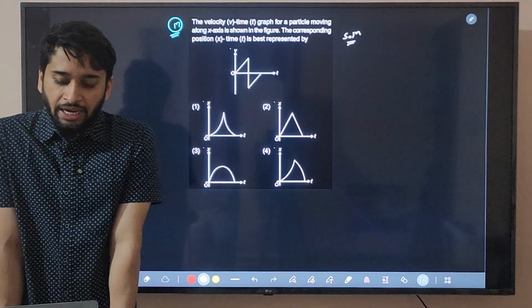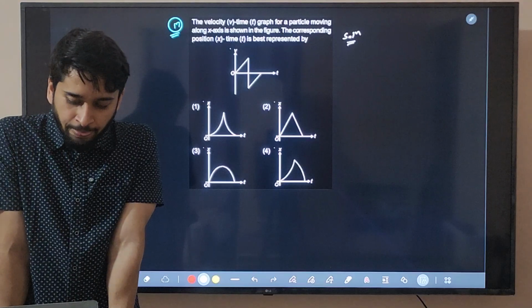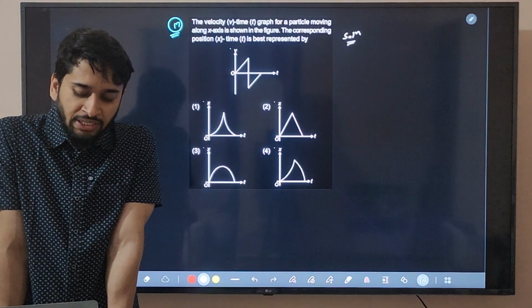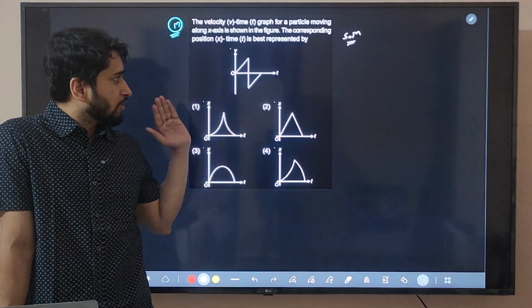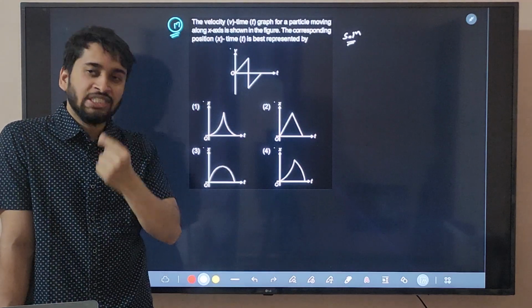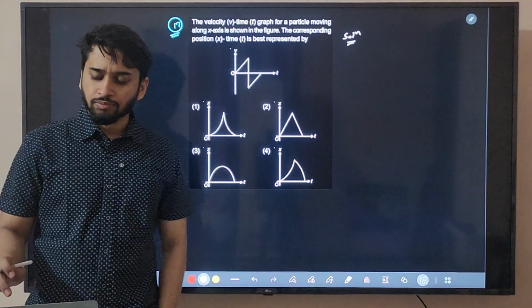The question says the velocity time graph for a particle moving along the x-axis is shown in the figure. The corresponding position time graph is best represented by which option? So they have given the velocity time graph, and we need the corresponding position time graph. How will the corresponding position time graph look?